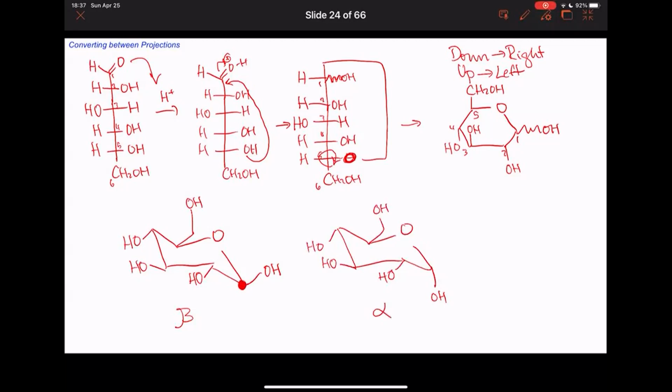Okay. All right, so that was just a quick review on how to convert between your Fischer, Haworth, and chair conformations. Are there any questions right here?